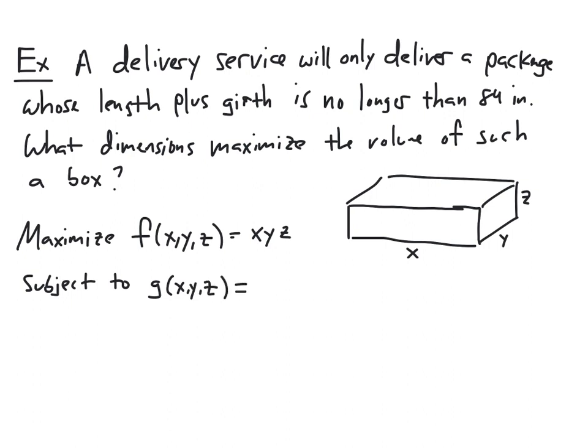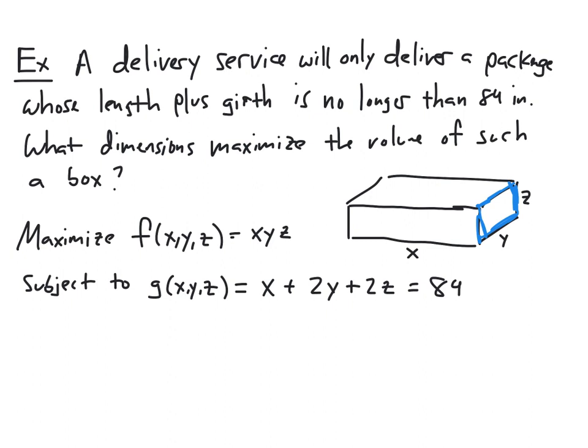And that constraint is that the length, the way that I've drawn the box, it looks like x is my largest side, so I'm going to call x my length. And then the girth is the perimeter of the cross-section, so it would be this perimeter here around the edge. And so that would be 2y plus 2z. And so our constraint function g is going to be x plus 2y plus 2z, and we want that to equal 84.